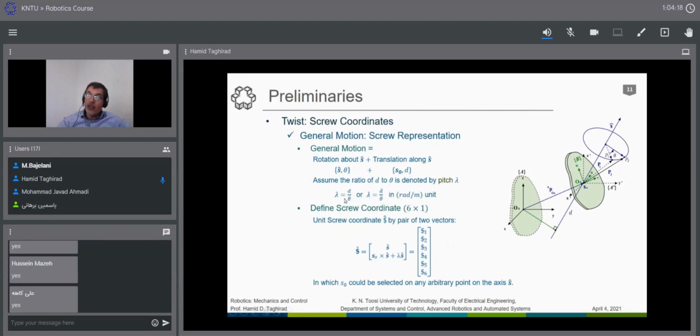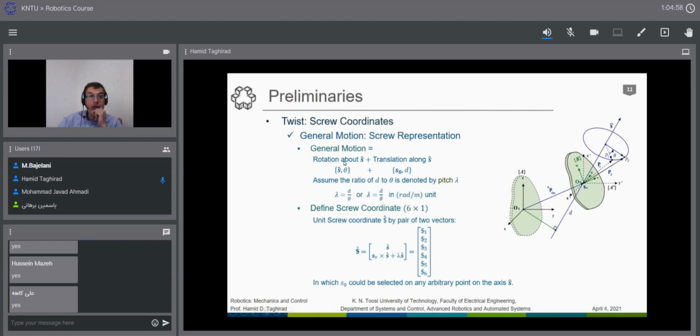And this has a unit of lambda, meter per radian. I wrote it somehow wrong here. It is meter per radian. It means that if you have a 2 pi rotation, how long this will move along. It has a unit of meter per radian. I will fix that.